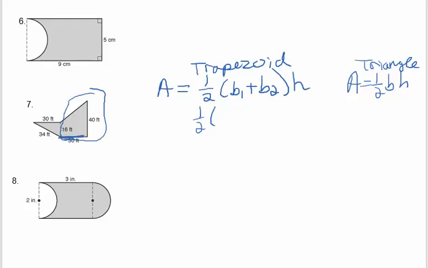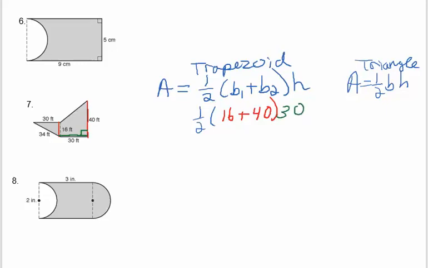The height is the perpendicular distance between the bases. So the height has to be that 30, which means that the bases are 16 for one of them and 40 for the other one. It doesn't matter which one you call B1 and B2. And then the height is this distance here, which is the perpendicular distance between the two bases. So that's where the 30 goes.